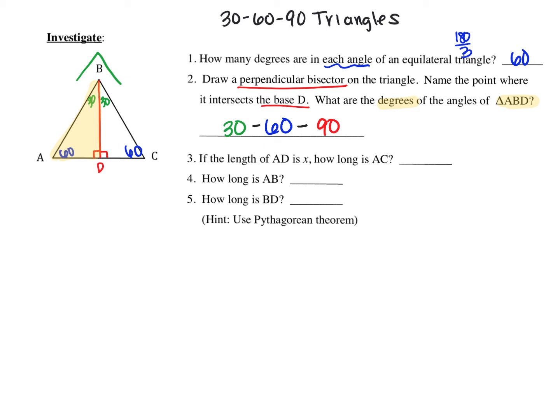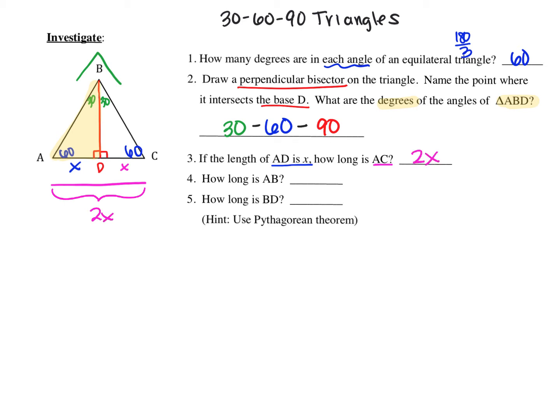So if the length of AD is X, how long is AC? Okay, so AC, I'm going to do that one in pink. AC would be the length of the entire bottom. So if I have AD as X and I did a perpendicular bisector, it's going to cut that length of AC exactly in half, right? So if AD is X, then that means DC is X, meaning that AC would be the length of both of those together, which is 2X.